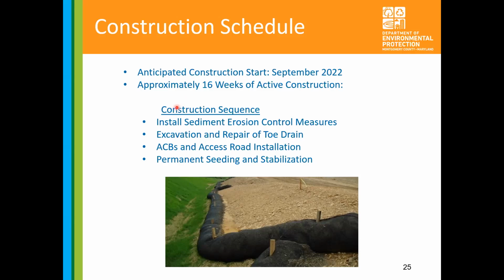And then the sequence of construction, which Ethan kind of alluded to, is that initially we're going to be installing the sediment and erosion control measures, like you see here in the picture. Then the excavation for the toe drain repair will happen, and that section of pipe will be replaced. Then the articulated concrete block mats and the access road itself will be installed, and then all disturbed areas will be seeded and stabilized at the end.